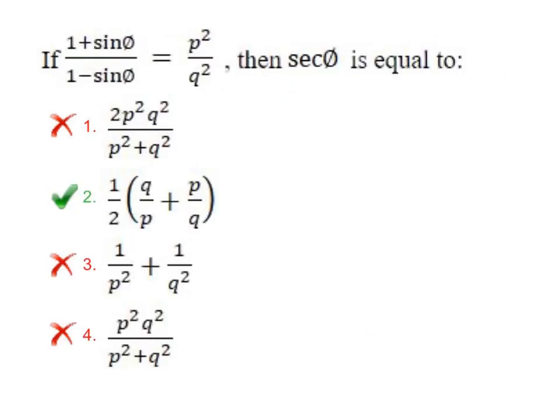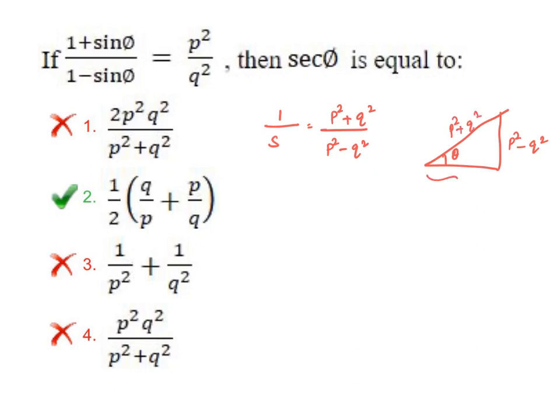If 1 plus sin theta by 1 minus sin theta is equal to p square by q square, then secant theta is equal to? Do componendo and dividendo, you get 1 by sin theta is equal to p square plus q square by p square minus q square. So sin theta is p square minus q square by p square plus q square. So the opposite side becomes p square minus q square, hypotenuse becomes p square plus q square. Obviously the third side becomes 2pq.